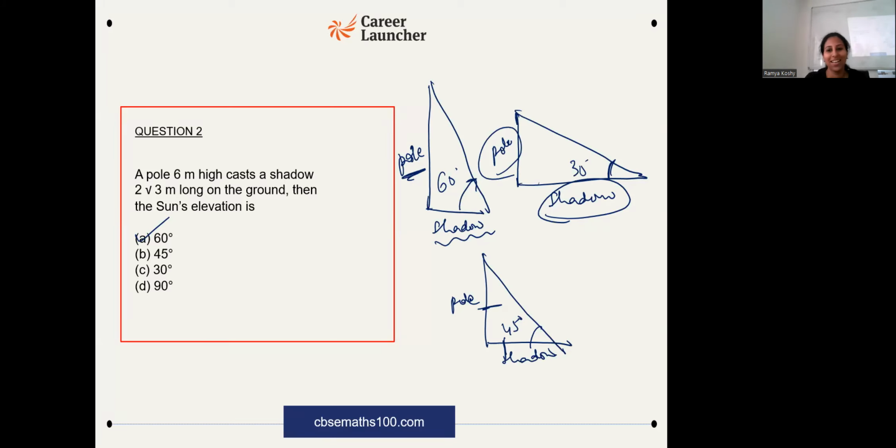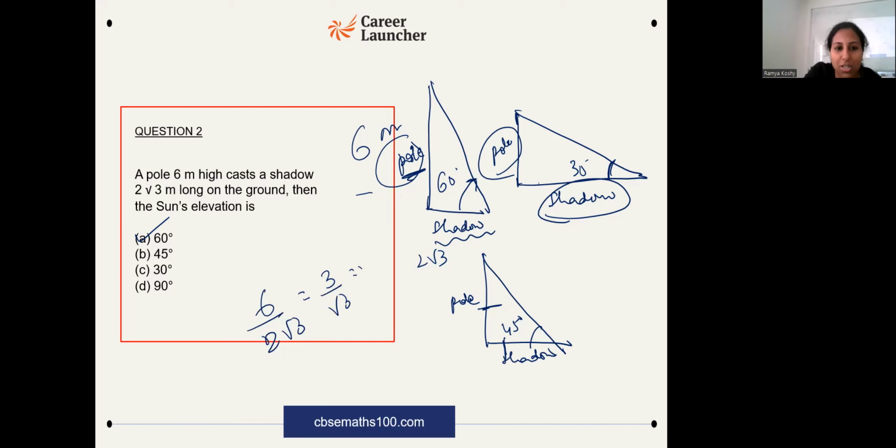Krish, over here, the pole is like this. Okay. So the pole is 6 meters high. The shadow is 2 root 3 meters. So over here, opposite by adjacent. Right? We know 6 by 2 root 3. We are getting 3 by root 3, which is root 3. That means tan of the angle, opposite by adjacent, we are getting as root 3. So the angle must be 60 degrees because tan 60 is root 3.